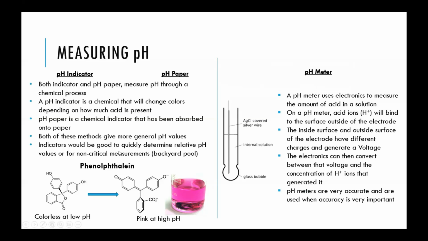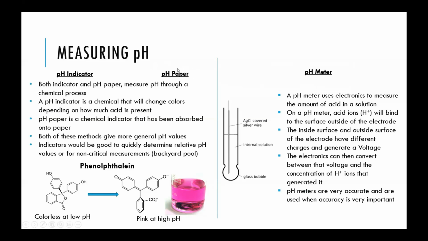There are a number of different indicator compounds that change color depending on what the pH is. Each of them will change color at approximately a different concentration, and some of them can change into more than one color.